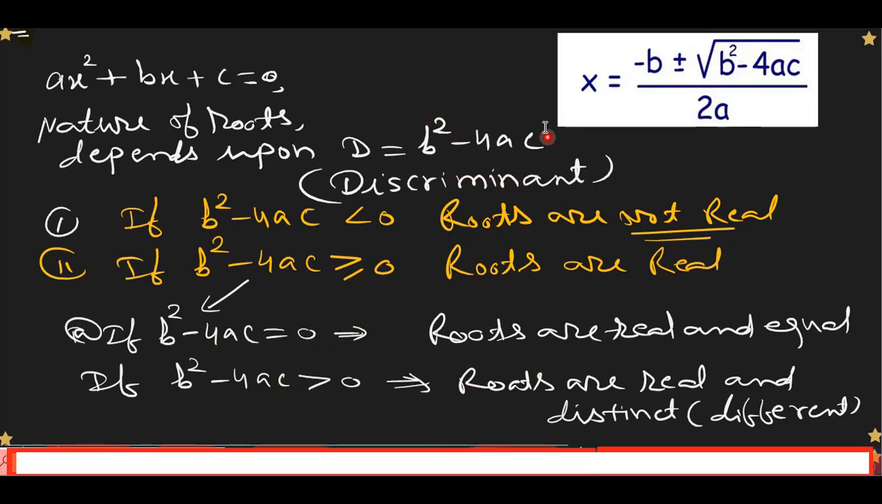In place of b square minus 4ac we can put directly D, because D stands for discriminant, and discriminant is b square minus 4ac. So keeping this in view, these are the nature of roots, we have to solve the examples of this exercise.